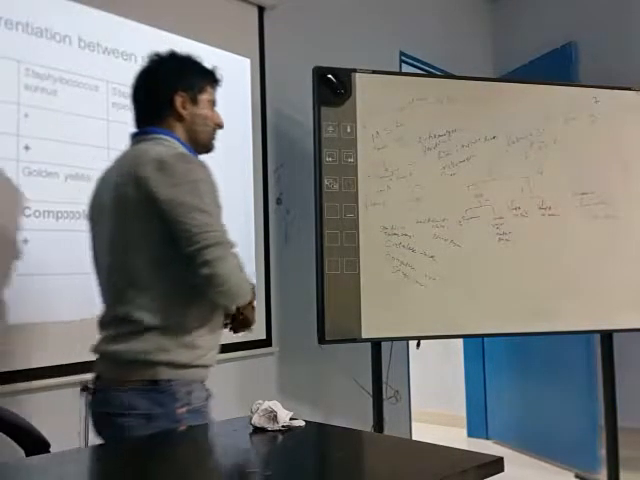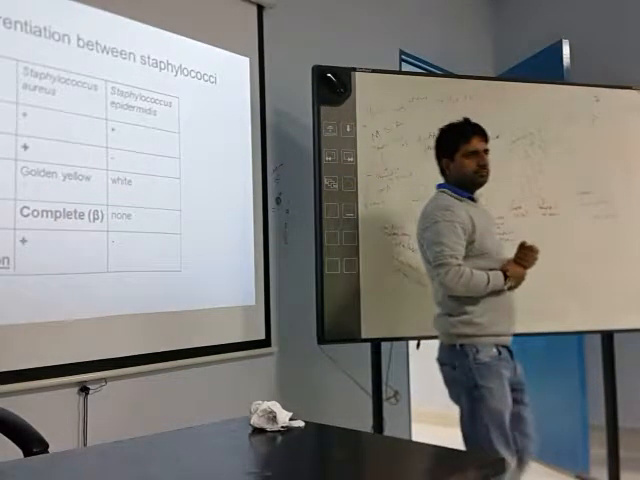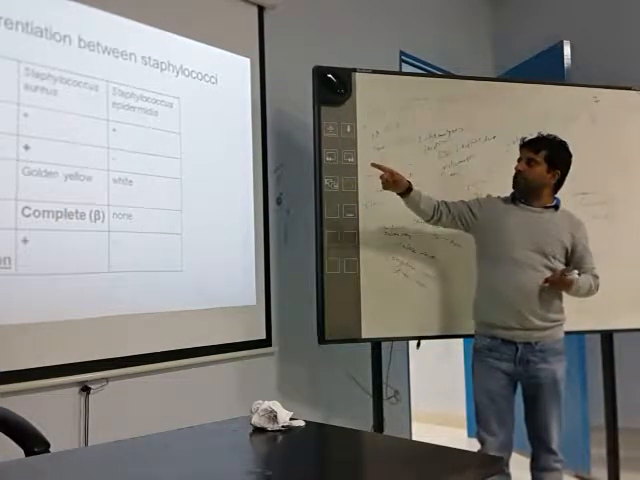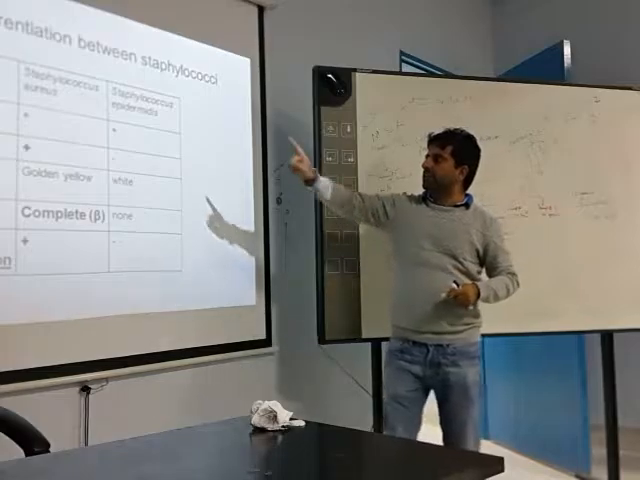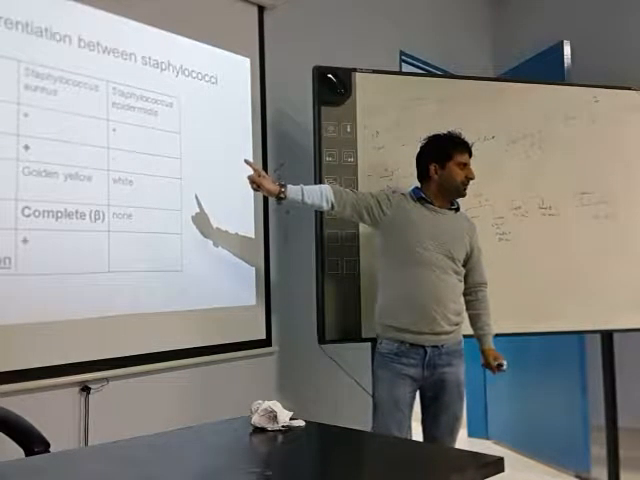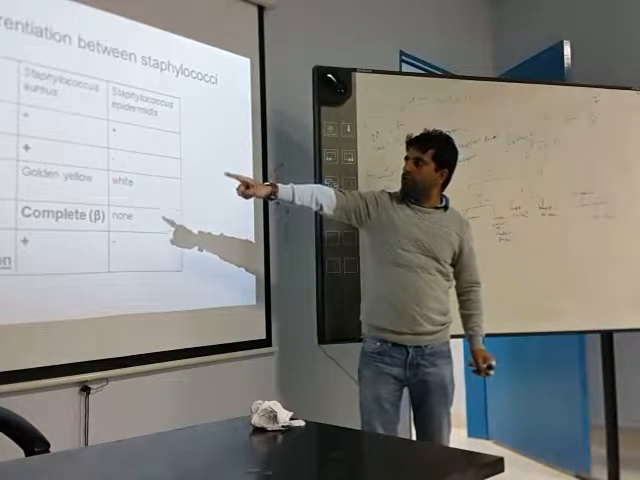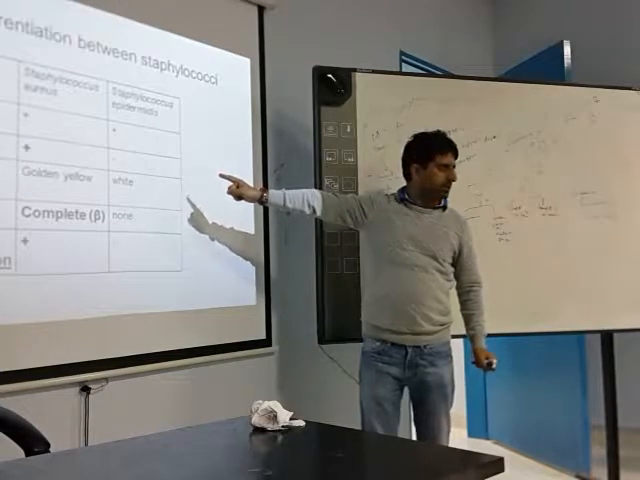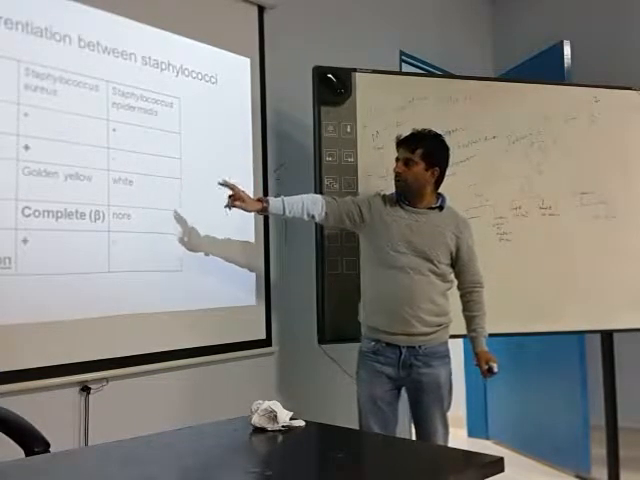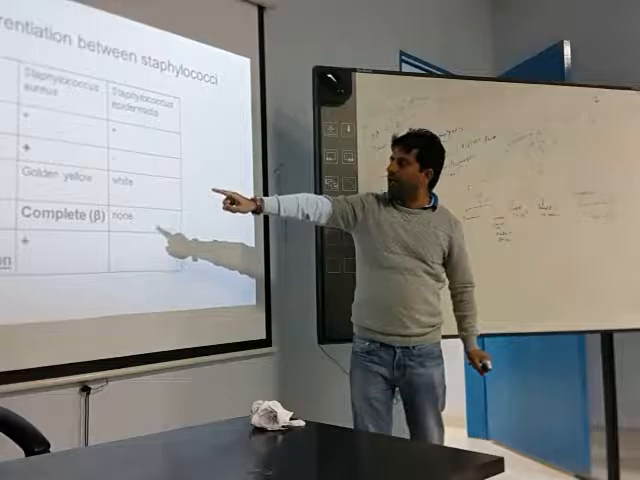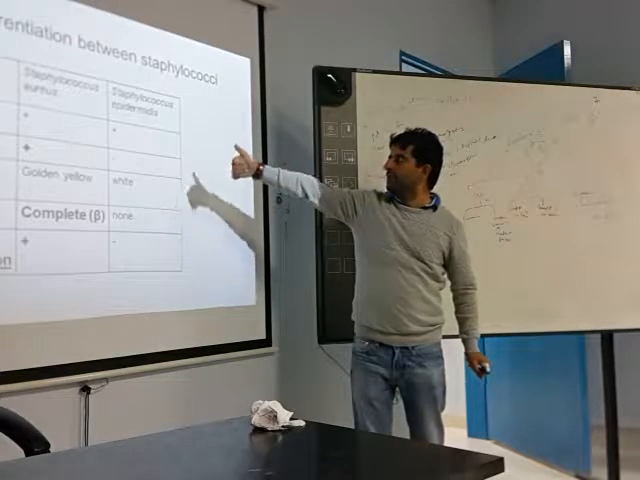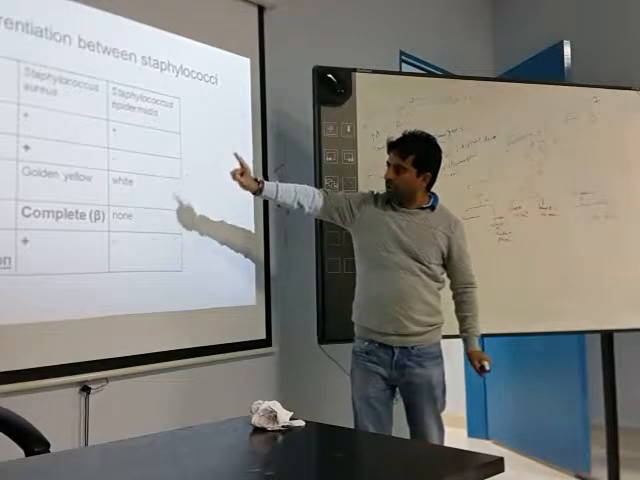You see this chart, it becomes easy for you. Staphylococcus aureus and Staphylococcus epidermidis are both catalase positive. Staphylococcus aureus is coagulase positive, epidermidis is coagulase negative. Understood? Gold colonies on the blood agar, golden colonies, Staph aureus; epidermidis, white colonies.